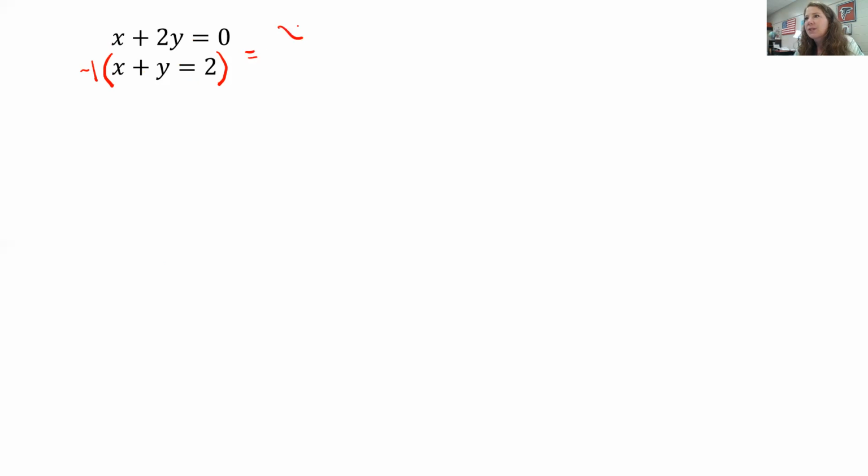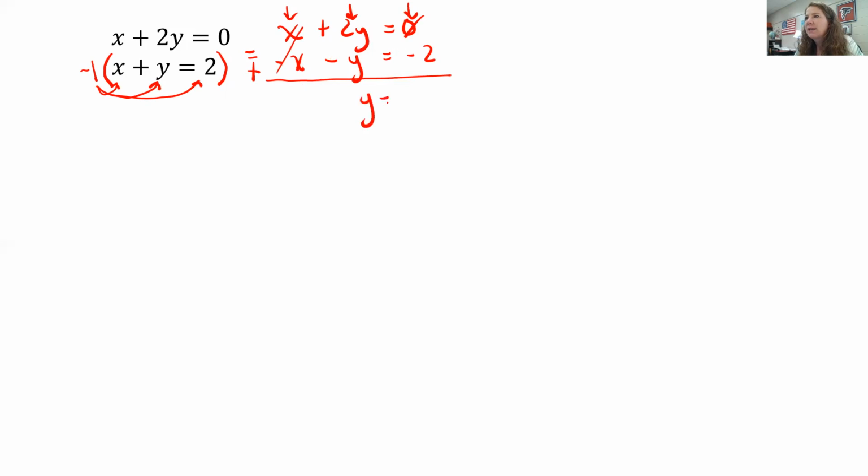So let's rewrite the first equation. Well, -1 times x is negative x. -1 times y is negative y. And -1 times 2 is -2. So now I'm going to write my big plus symbol. I'm still combining like terms vertically. So x minus x is 0. 2y minus y is 1y. And 0 minus 2 is -2. So I already know that y is equal to -2.